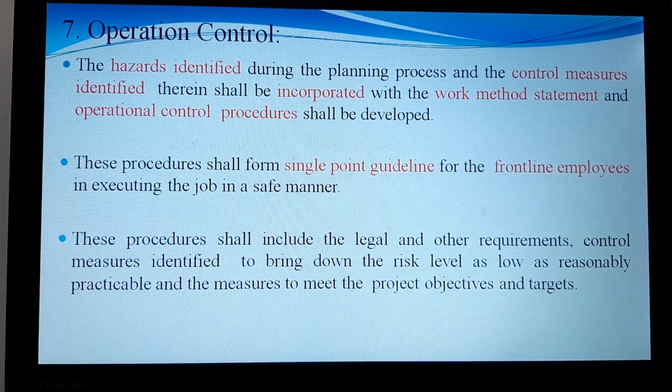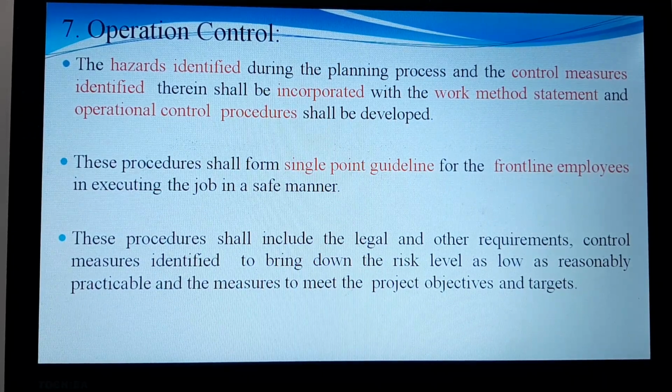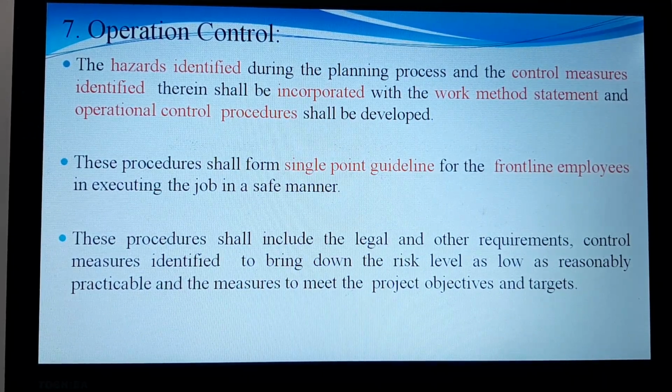Whatever instructions are given, especially for the control measures, should be a single point guideline, and it should be given to the frontline employees who are going to execute the job in a safe manner. If it comes from different authorities, that will end up with confusion, which has to be avoided. Procedures shall even include the legal and other requirements, and control measures identified to bring down the risk level to as low as reasonably practical, so that the project objectives and targets are met.